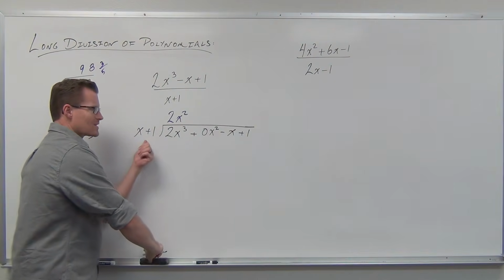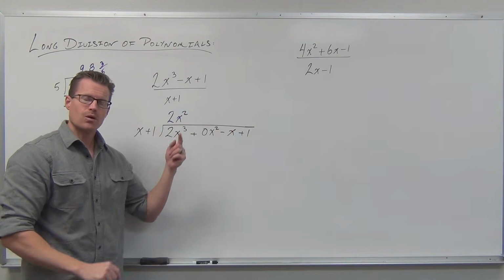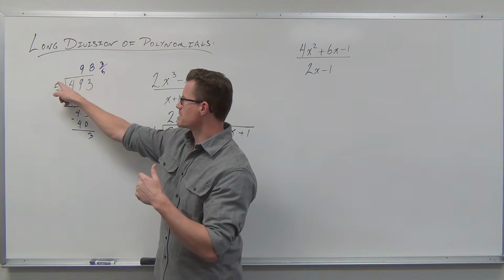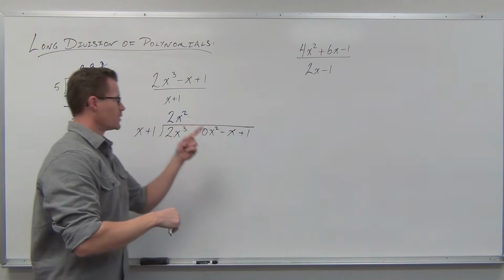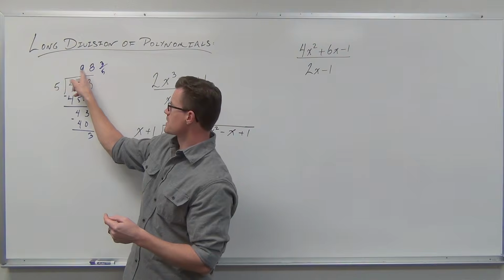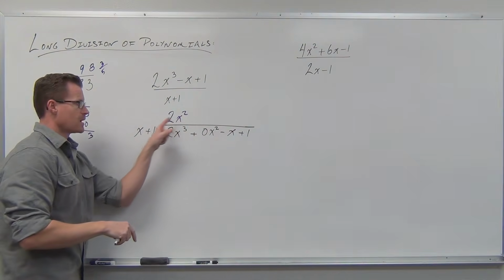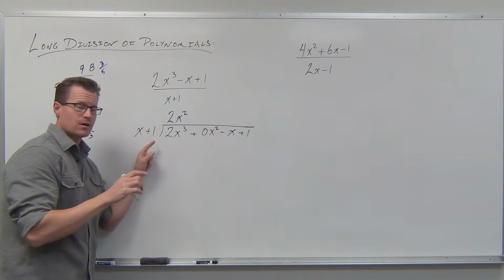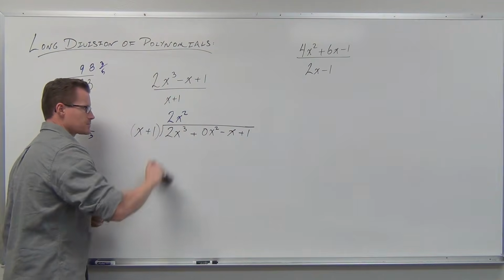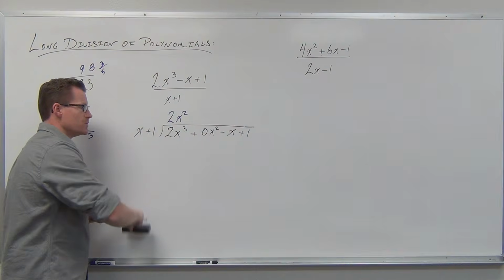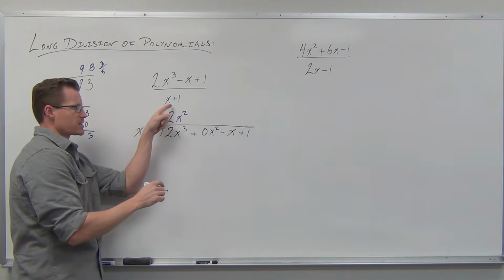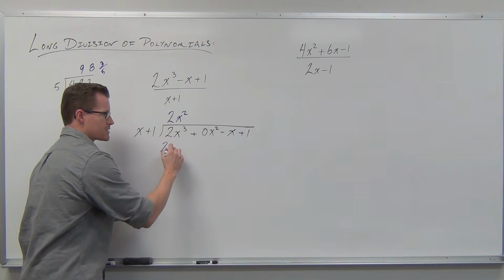Now, why doesn't the 1 matter in this answer? Well, it doesn't matter because just like how we multiplied 9 times 5 and got 45, we're going to multiply 2x squared times what you divided by. However, there's more than one term here. So when you multiply, you're going to have to distribute. That's where the 1 comes in. So we distribute 2x squared times x. That's 2x to the third.